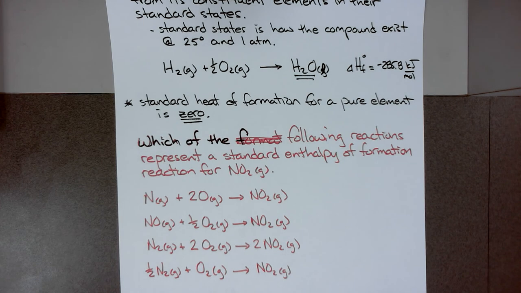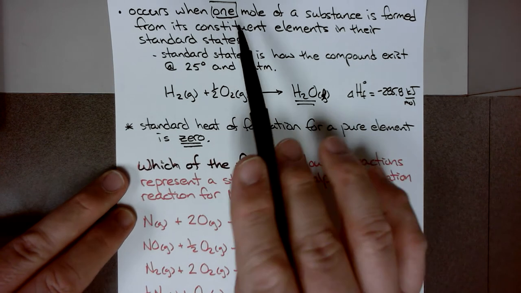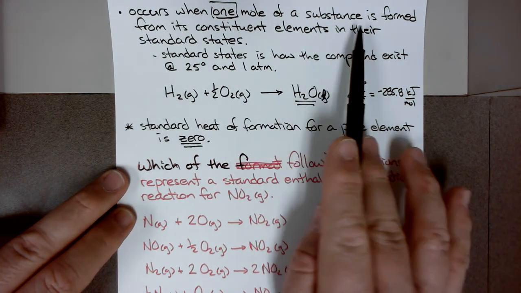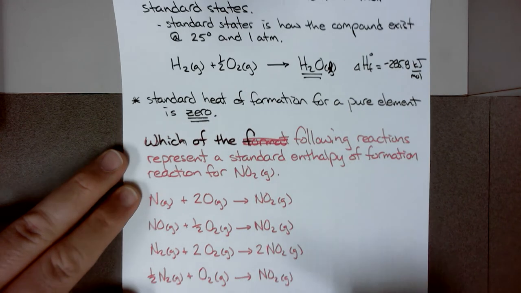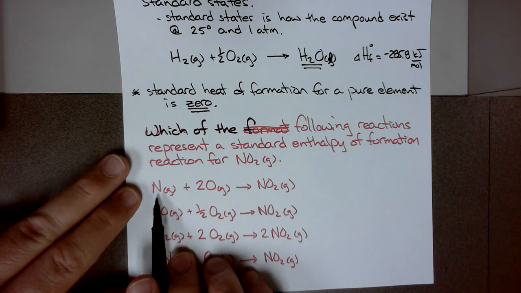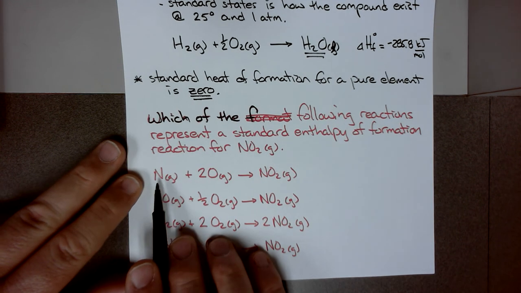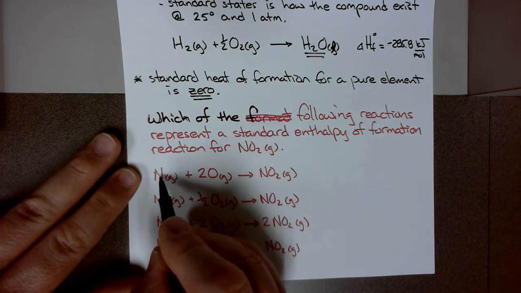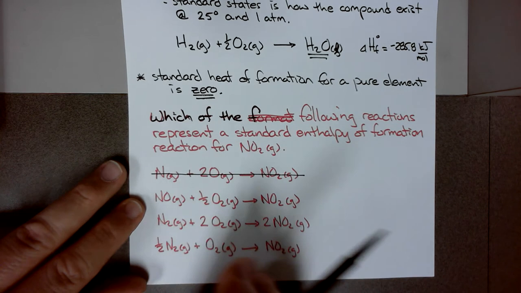Okay, so let me explain which ones are right, which ones are wrong, and why, and then pick the right one. So as I go through this, remember it's the formation of 1 mole of a substance from its constituent elements in their standard states. Well, nitrogen doesn't exist as just N in its standard state. It's N2, and this would be O2. So this one is incorrect because the elements are not written correctly.